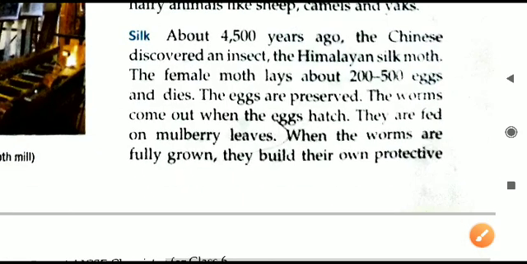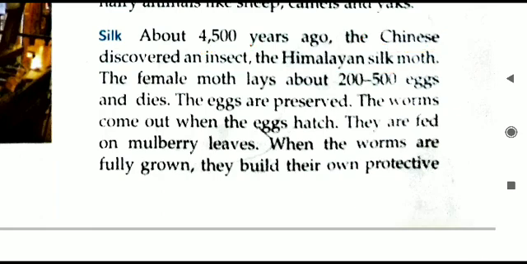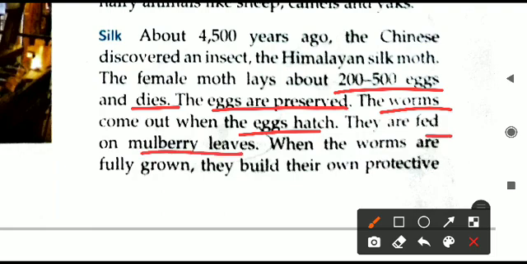First, we'll talk about silk in detail. About 4,500 years ago, the Chinese people were the first to discover silk. Actually, they discovered an insect called the silk moth. This is the Himalayan silk moth. The female Himalayan silk moth lays about 200 to 500 eggs and dies. The eggs are then preserved, and from these eggs the worms are produced. The worms come out when the eggs hatch, and these are fed on mulberry leaves.